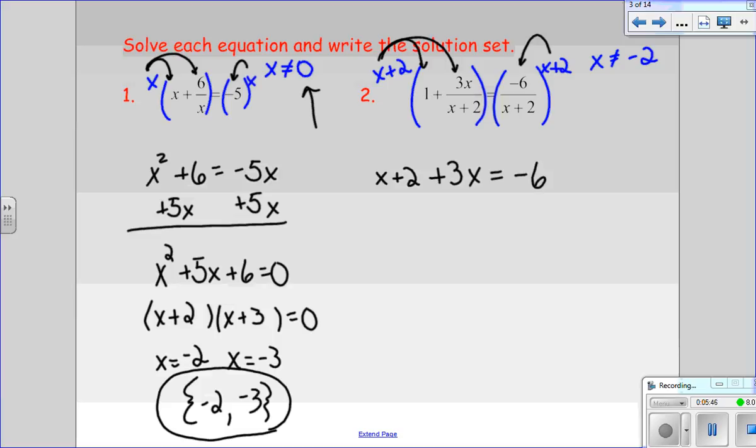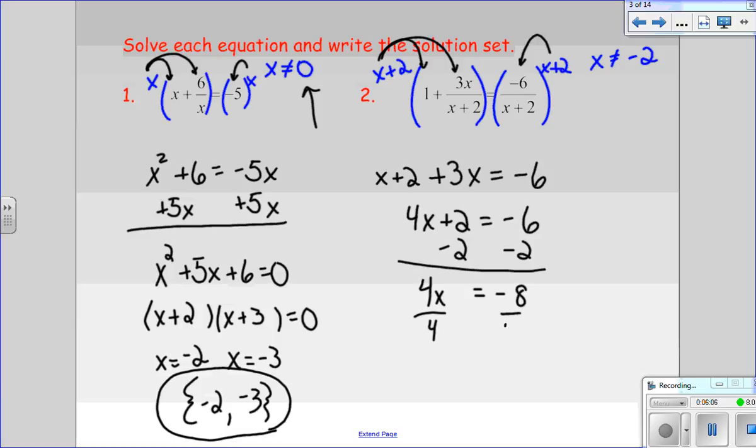Now let's combine our like terms, and we'll see we have a linear equation. So x plus 3x is 4x, plus 2 equals negative 6. And you solve linear equations by isolating the variable. So 4x equals negative 8, and divide by 4 and divide by 4, so x equals negative 2.